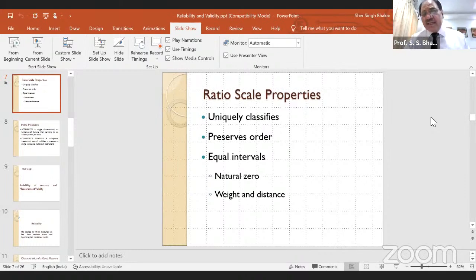The second is the number of variables. A single variable, that means univariate, bivariate, or multivariate. Whether the study is a univariate study, bivariate study, or a multivariate study. And the third is the scale of measurement, the basic scale of measurement that has been used. So these are the three bases that combine together to decide which statistical tool will apply. I will give you a few examples of how they actually combine together to decide which method will be used.